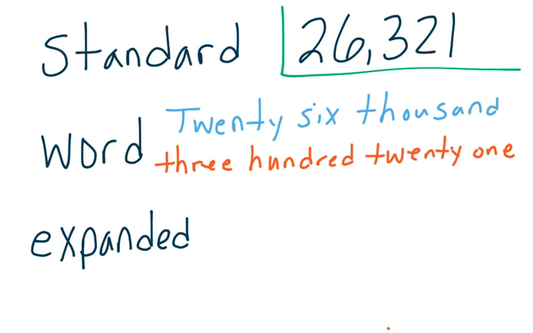Our word form is how we say our numbers, 26,321. And the reason why I wrote these in 2 different colors is because they're 2 different periods. We talked about periods a little bit last lesson. A period is separated by our commas. Our periods are our thousands period and our ones period. Those are mainly the periods that we're going to focus on. You also have your millions periods or your billions periods, but we're really going to focus on those 2 main periods, our thousands and our ones.